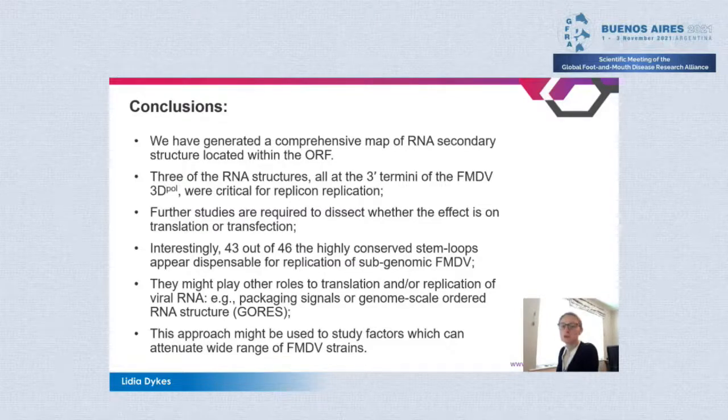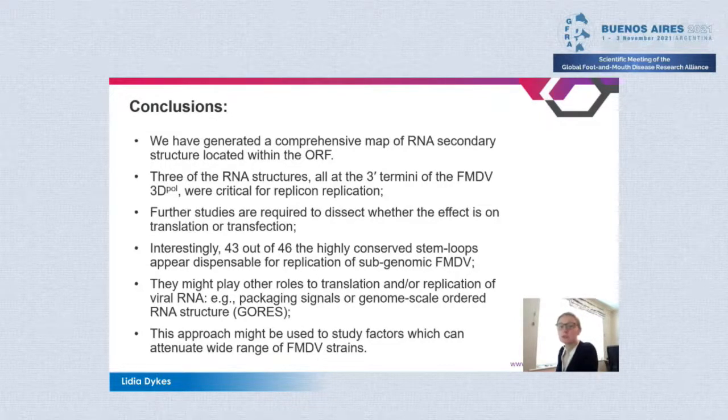Similarly to the viral genome, replication of an FMDV replicon involves viral protein synthesis and the sequential synthesis of the complementary and genomic viral RNA. Further studies are required to dissect which of these processes are dependent on the 3 functional stem loops. It was puzzling to observe that 43 out of 46 highly conserved RNA structures located within the region encoding the non-structural proteins appear dispensable for replicon replication.